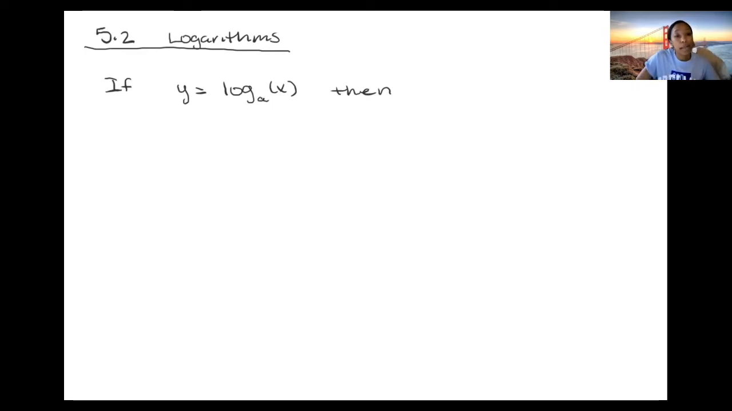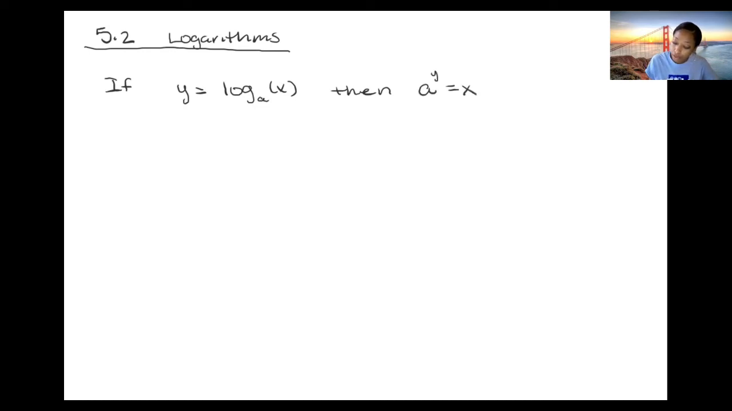Y equals log base A of x. Your logarithm has a base, your exponential expression will have a base also, they'll be the same. So if y equals log base A of x, then this is the same as saying A to the y power equals x. So notice where these three parts go.